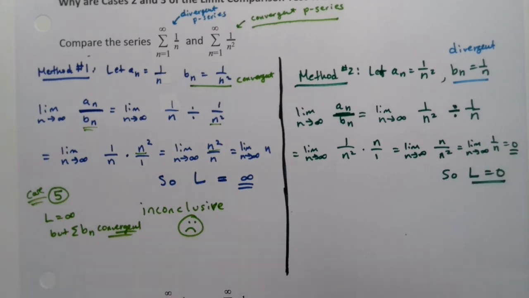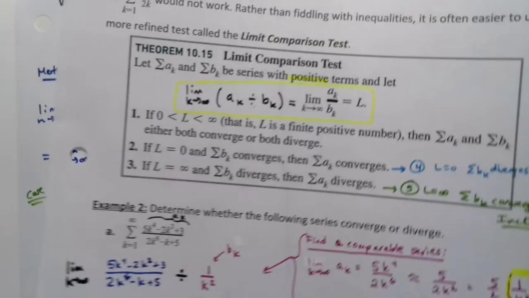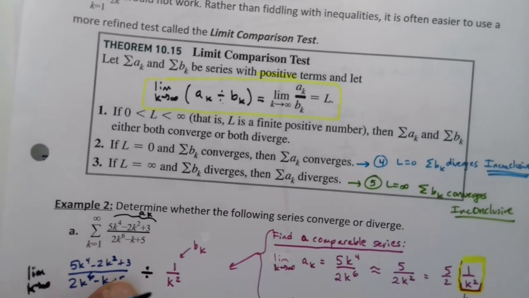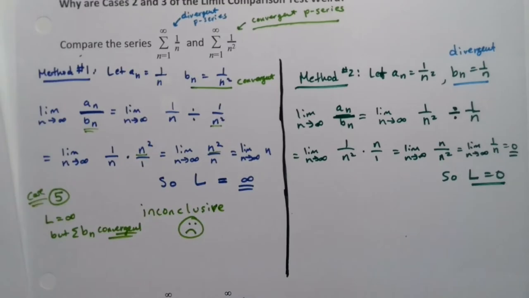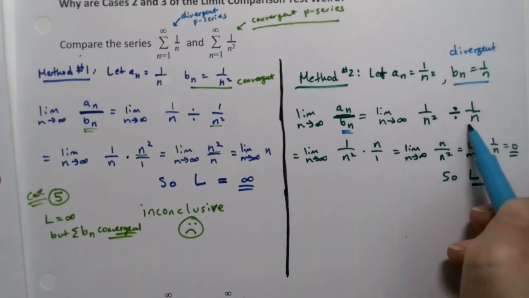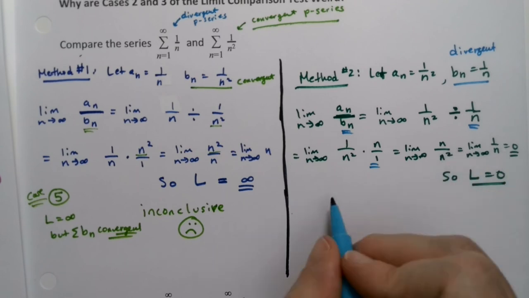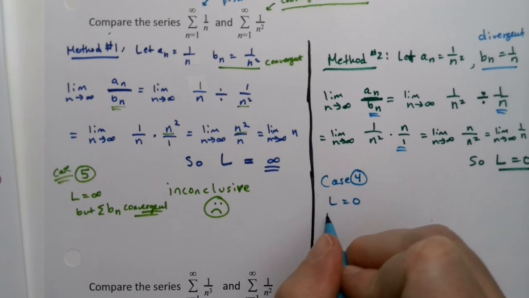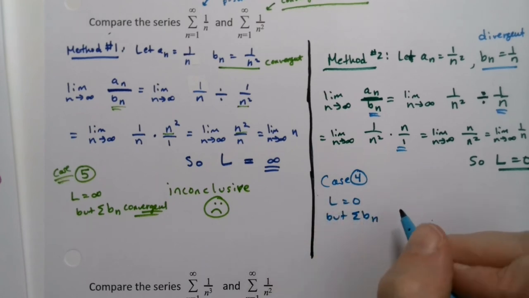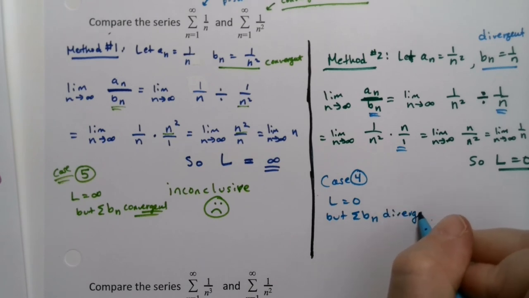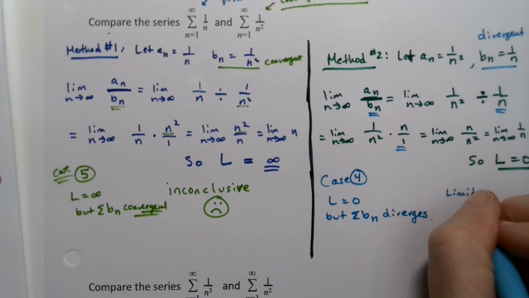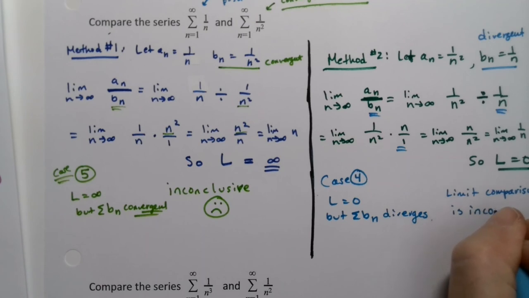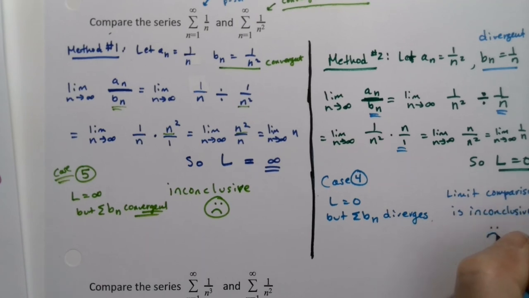Great, except, L being 0 is wonderful as long as my denominator series converges. But it doesn't. My denominator series is diverging. I picked a divergent series here for b sub n. So that series right there is diverging. Boo. So this is actually case 4. L is equal to 0, but b sub n diverges, which means the limit comparison test is inconclusive. Boo.